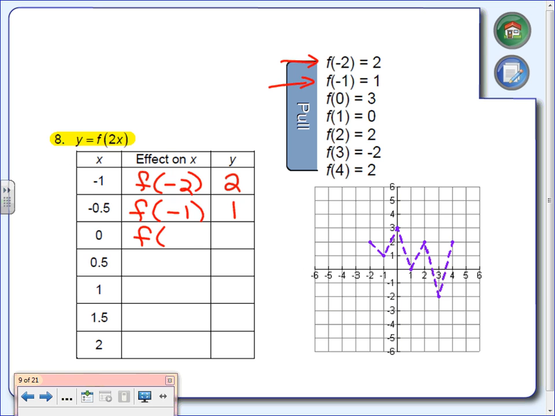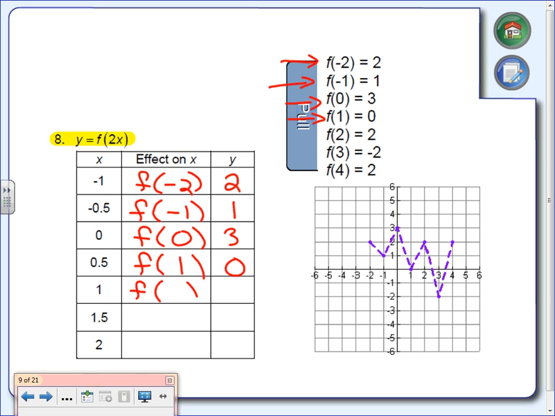Next one, 0. If I plug in a 0 here, 2 times 0 is 0. If you look over here, it says that f of 0 is equal to a 3. Next one. Now we're multiplying 2 times the 0.5. 2 times 1/2 is a what? Positive 1. And what is f of 1? F of 1 is a 0.